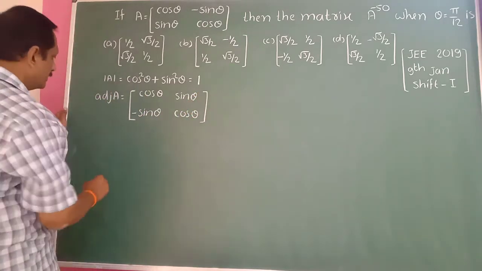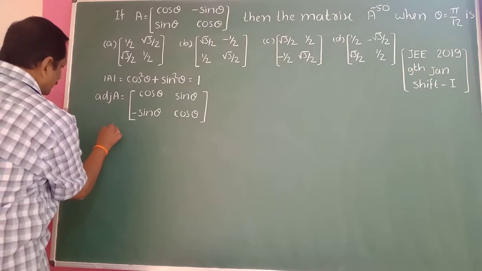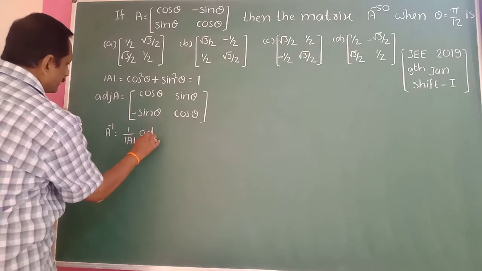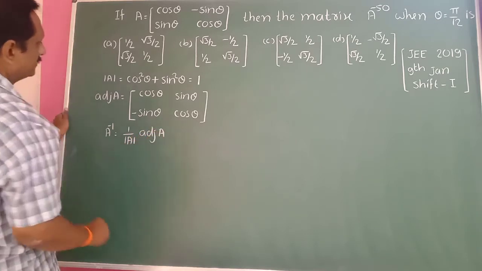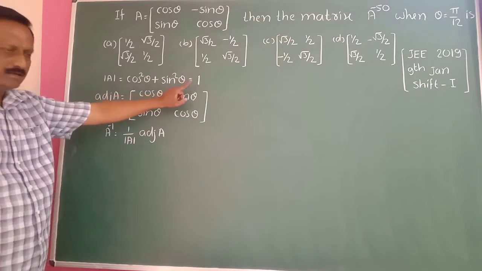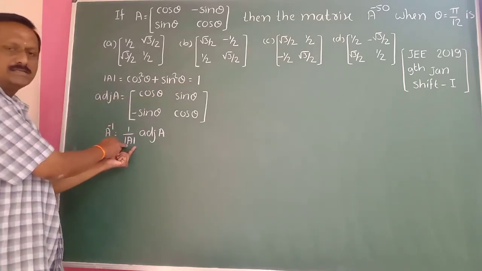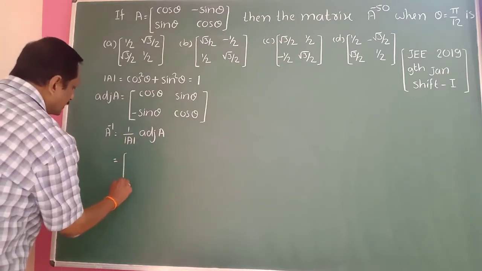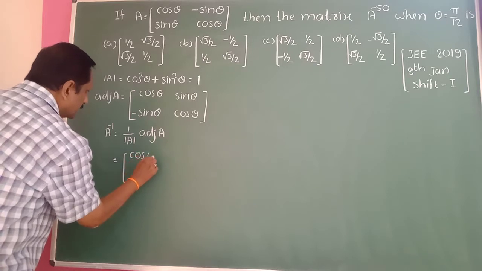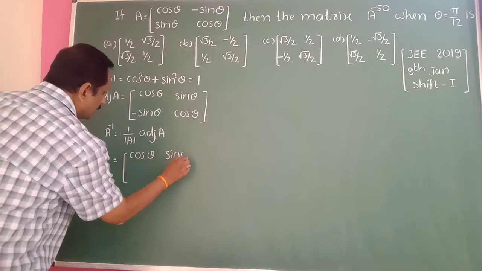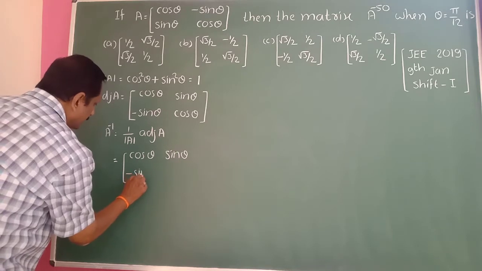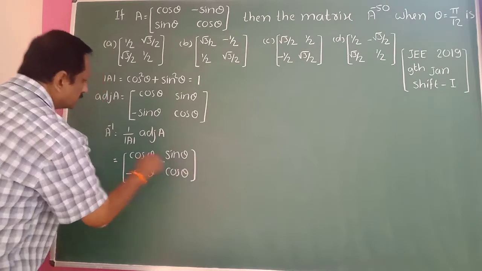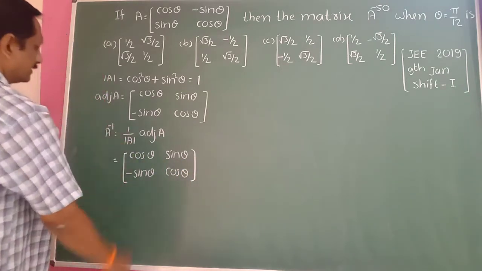Okay, therefore A inverse is 1 upon determinant of A into adjoint of A. Here determinant of A value is 1, so 1 upon 1 is again 1 itself. Then directly write the adjoint of the matrix: cos theta, sin theta, minus of sin theta, and cos of theta. This is A inverse.